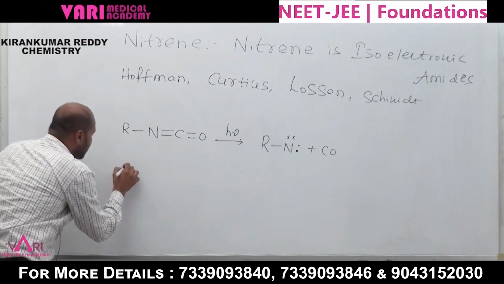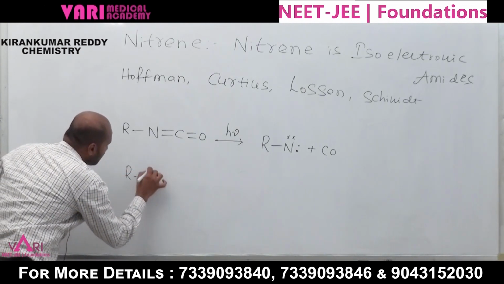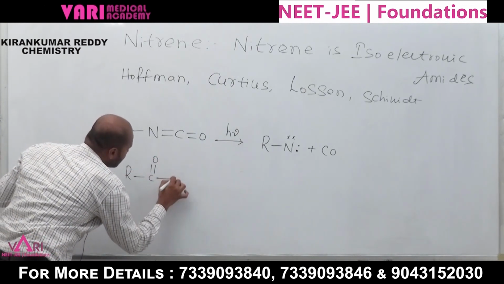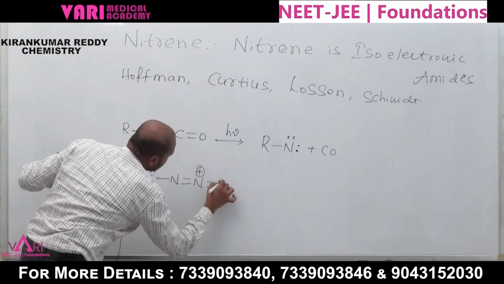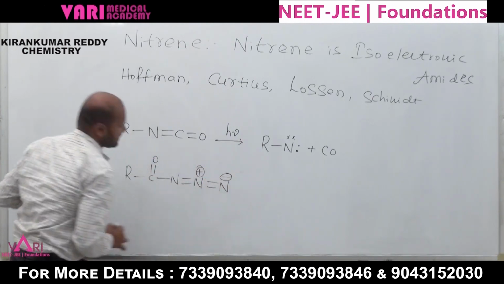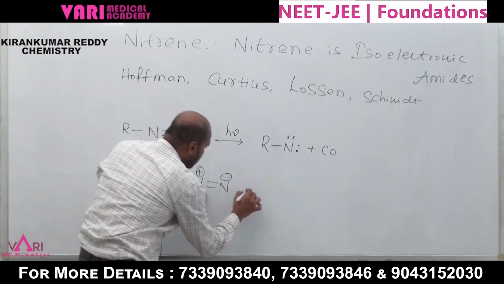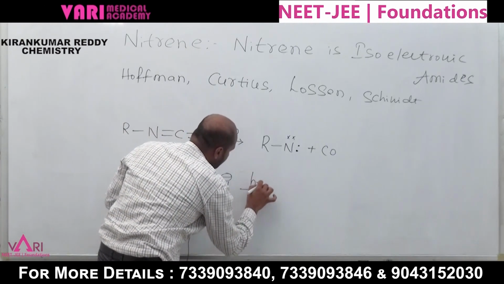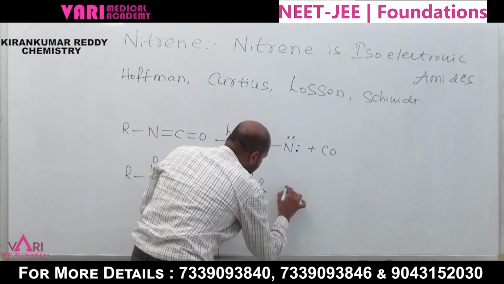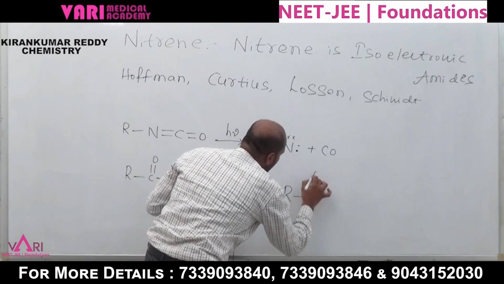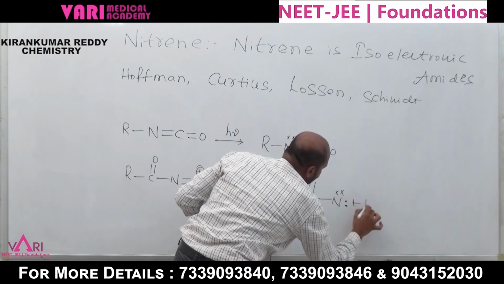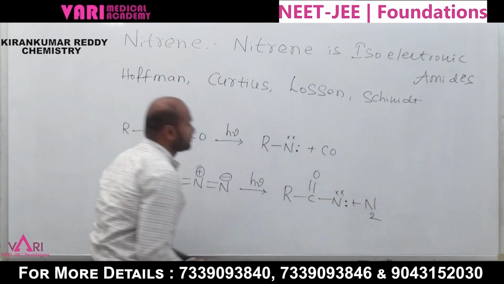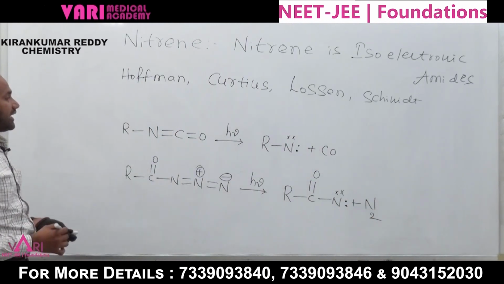And the next one is RCO-N double bond N plus double bond N minus. In this also, in the presence of light, we write RCO-N with these lone pairs of electrons, plus N2 is removed. This is one of the intermediates.